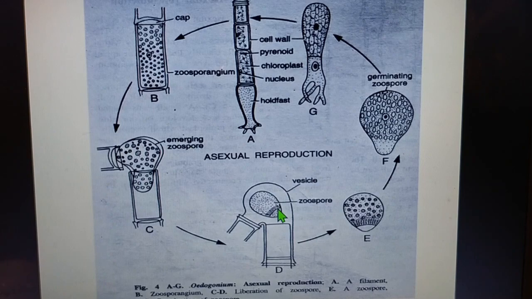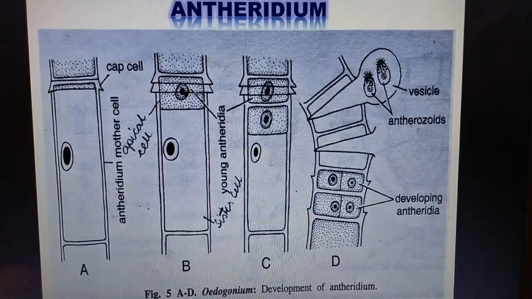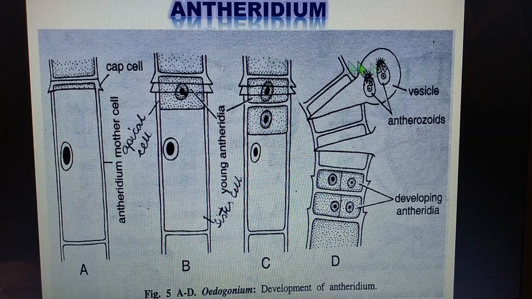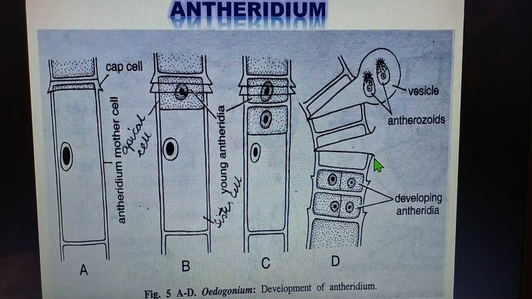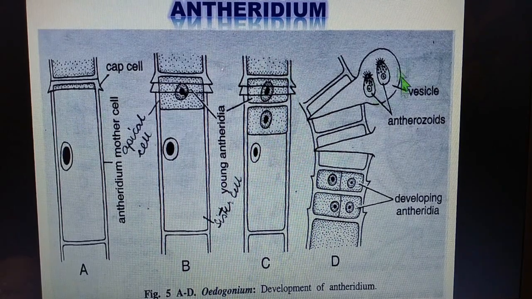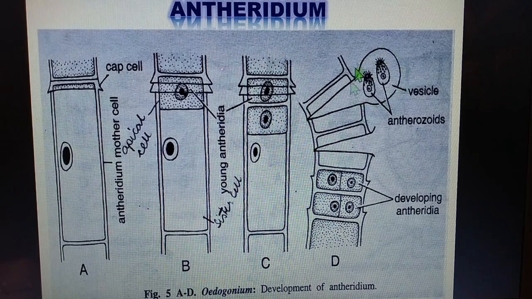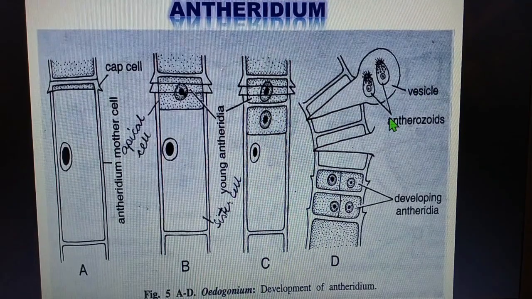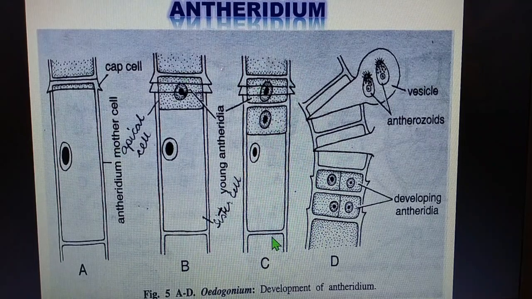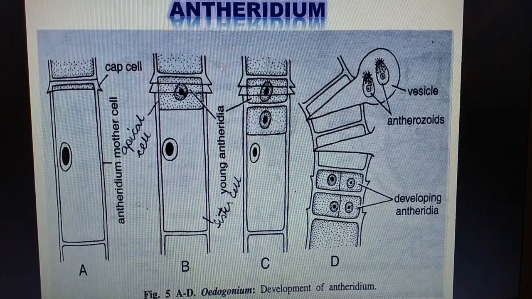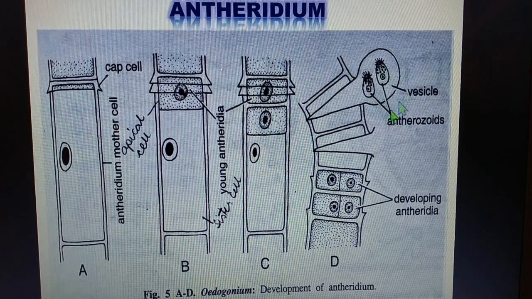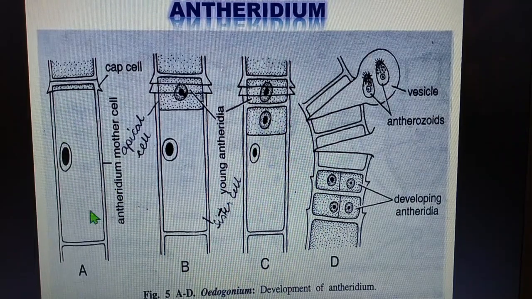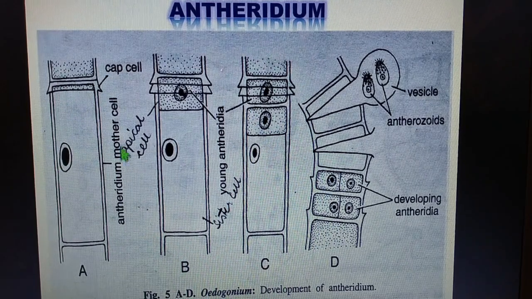So the same thing occurs in the case of antherozoids also. They are liberated into the outside environment by the transverse splitting of the wall of the antheridium. And you can see the antherozoids, just like zoospores, are also enclosed within a hyaline vesicle at the time of liberation. Now this is in the case of Macrandrus species. Remember, in Macrandrus species the antherozoids are formed inside the antheridium, and any cell of the filament which has a cap cell can act as the antheridium mother cell.